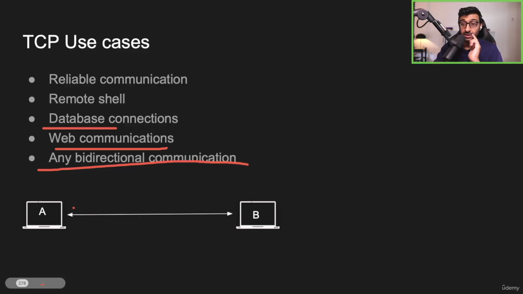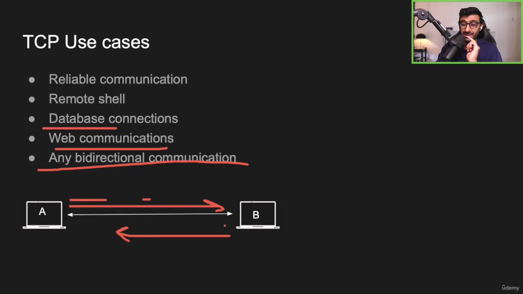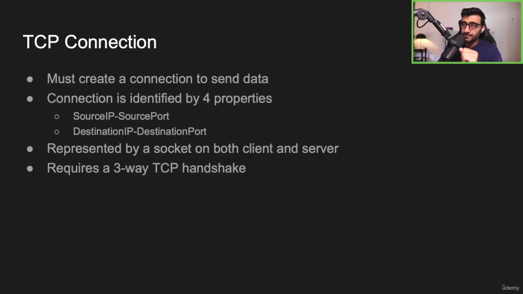And I say bidirectional because it's a stream of bytes, right? You can send bytes, and then B can send back stuff as long as you have a connection. And as we said, the connection has certain parameters that you have to satisfy in order to do that. And there's a handshake that happens before that connection can be established. So let's talk about the TCP connection.